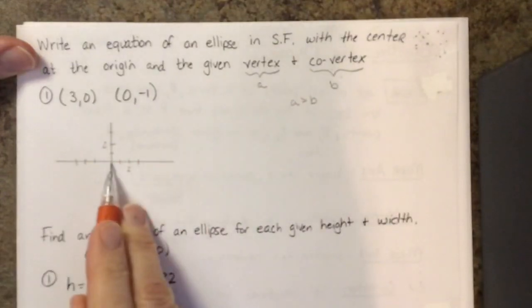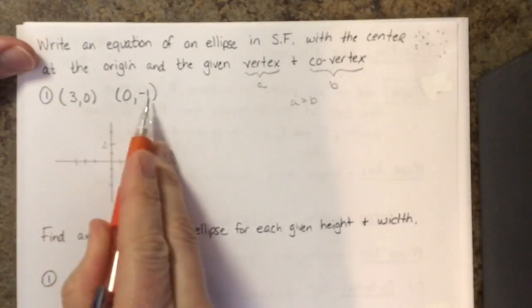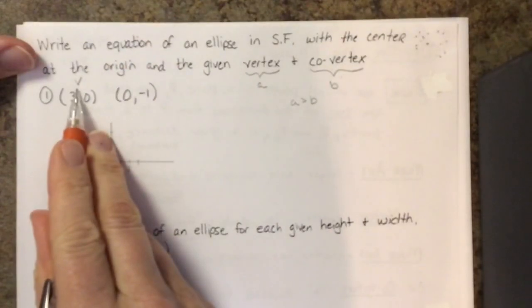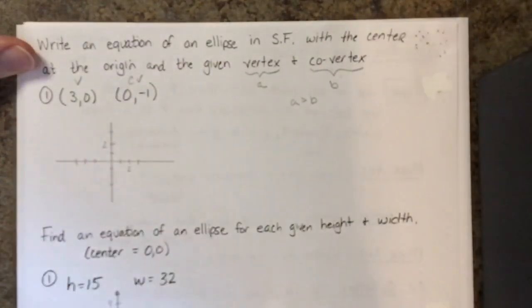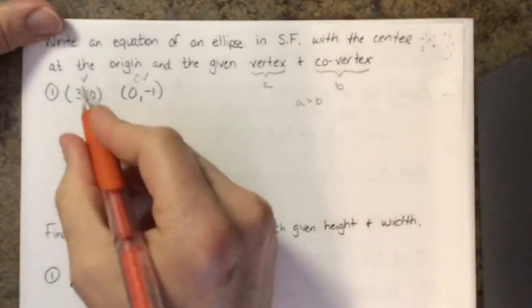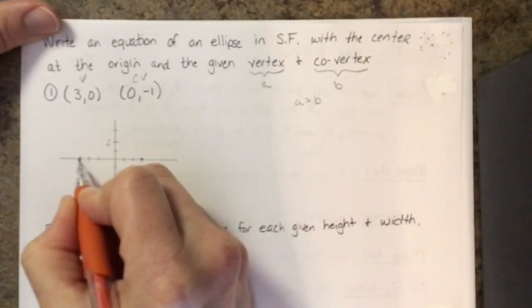So if the center's 0, which one is the vertex, 3, 0 or 0, -1? Well, the longer one should be the vertex, 3, 0, and this is the co-vertex. So if I were just to do a sketch, of course you don't have to, we're going to write the equation. The vertices would be at 3, 0 and -3, 0.